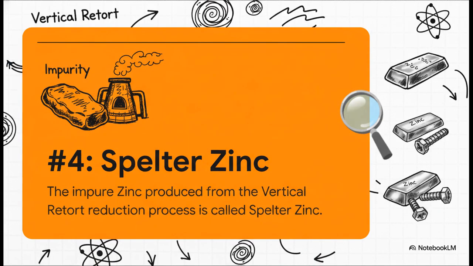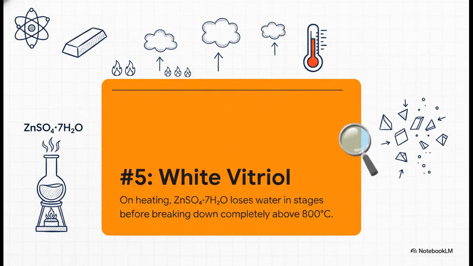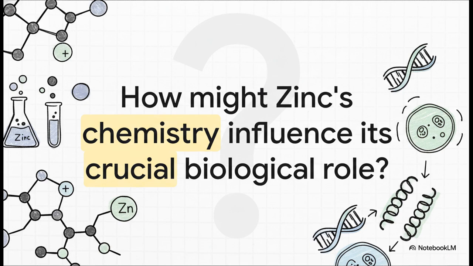Number 4, know the lingo. Spelter zinc is just that impure crude metal before it's refined. And finally, number 5, white vitriol's breakdown. Know how it loses water step by step when heated. So knowing all this, think about it. How does this unique chemistry make zinc so vital in biology?